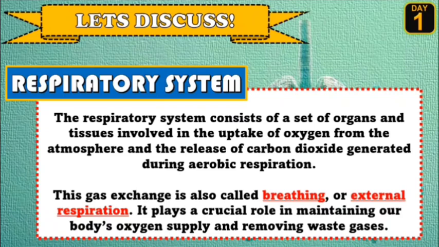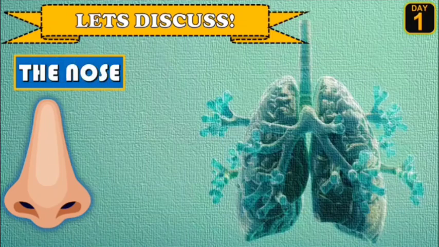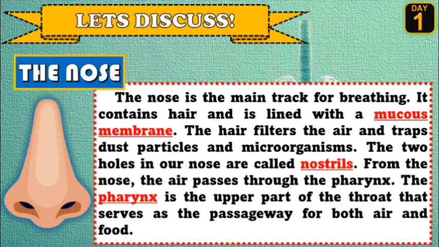So the parts of the respiratory system, number 1, we have the nose. The nose is the main tract for breathing. It contains hair and is lined with a mucous membrane.